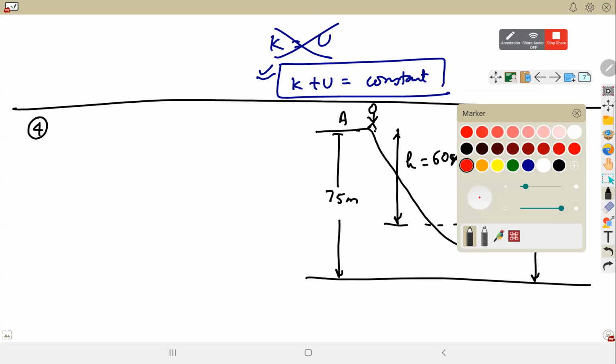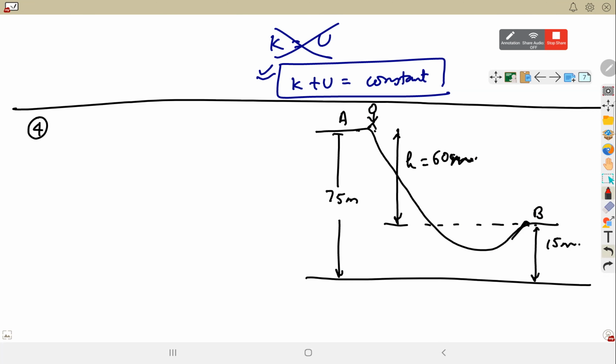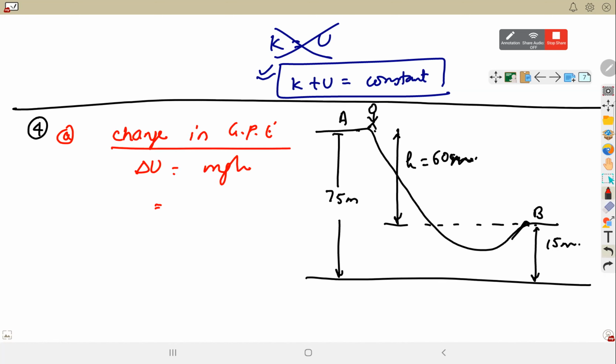Riddhi, what will be the formula for the first part, change in potential energy? So it will be mgh only. Right, and h is the height that it descends, 75 minus 15, so that's 60. Mass is how much? So mass is going to be 60 kg. G is also 10 given, and h is 60. That's 36,000.